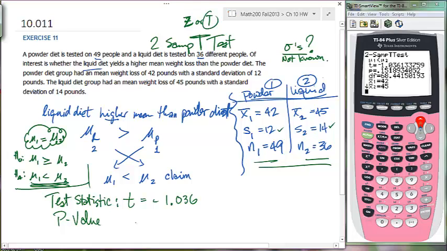Our p-value is, I'd prefer that you call it a PV, although the calculator calls it a P. That's equal to 0.1518. So clearly our p-value is bigger than any alpha that we might have chosen. Had we chosen our standard 0.05 or even 0.1, our p-value is bigger than that. So because of that piece of information, we're going to fail to reject the null hypothesis.